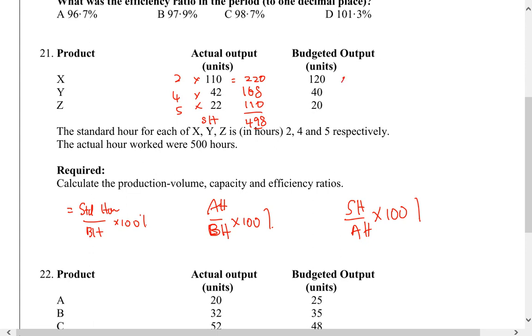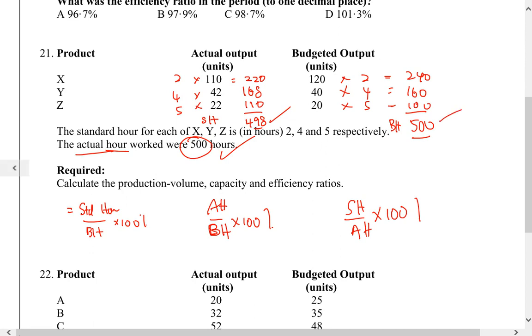If this one is standard hour at budgeted, it means budgeted hour. Actual hour worked is 5. So you have 1, 2, 3. Apply into the formula. Standard hour, budget hour, actual hour. 3 only.